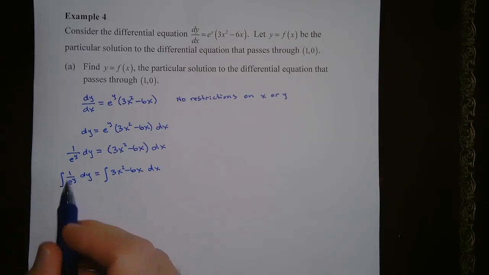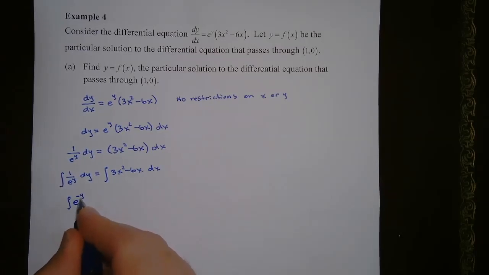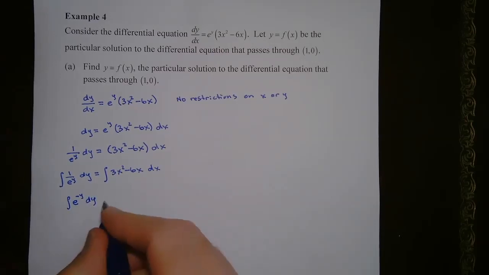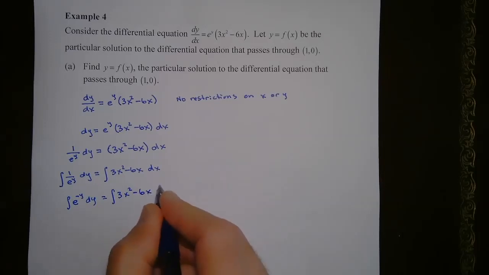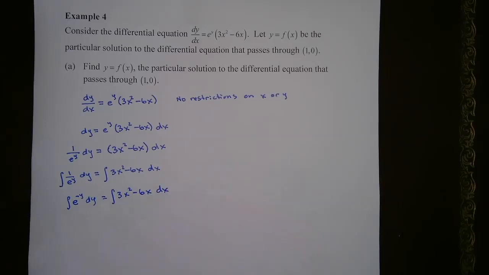This needs to be rewritten. So this is the integral of e to the negative y dy. Why? Because I know how to integrate e to a power, okay? And then this is equal to the integral of 3x squared minus 6x dx. All right, so some of you can do this in your head, and then some of you need to do a u substitution. I'm going to go ahead and show you the u substitution because we know how to integrate e to the x, or e to the u. This isn't e to the u, this is e to the negative y.